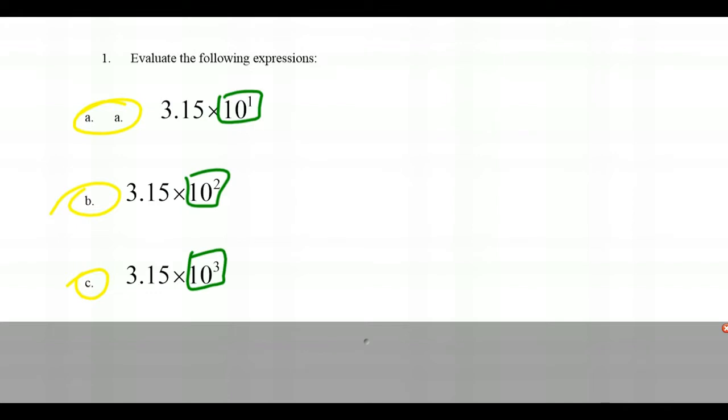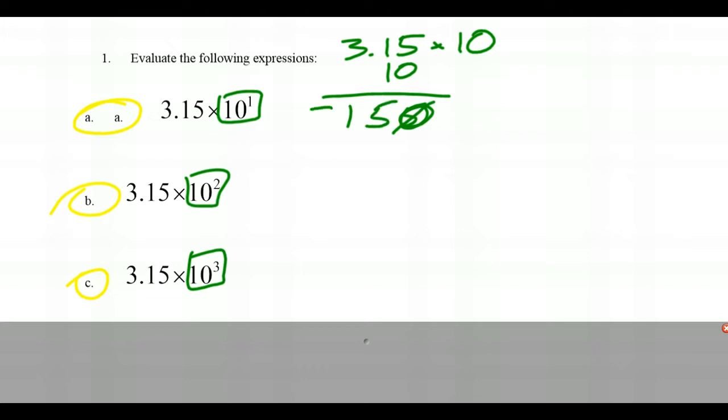So first, the order of operations tells us that we need to evaluate this power. So let's start with A, 3.15 times 10, because that's just 10 to the first. 10 to the first is 10. When we go through and actually do this multiplication, we move the decimal point one place. 3 and 15 hundredths times 10 is 31.5.